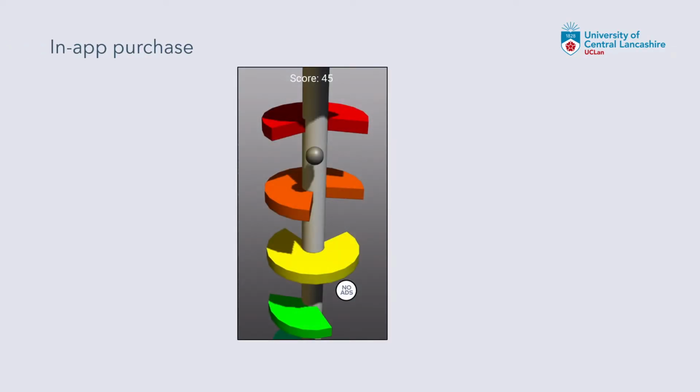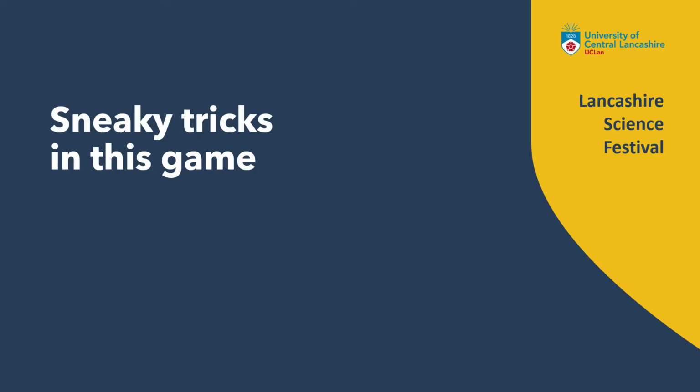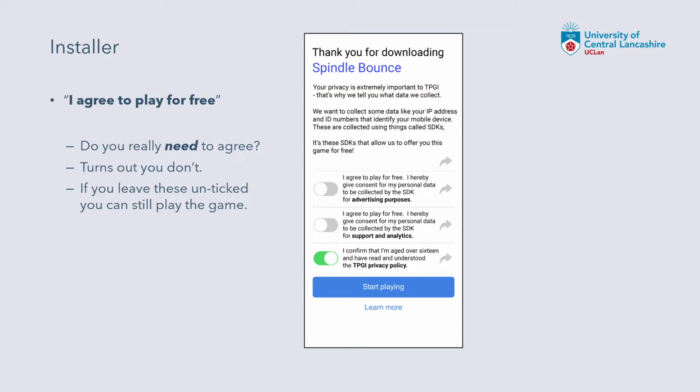Another way that the game makes money is potentially through in-app purchases. You can pay money to hide the adverts. See here, there's a button marked no ads, and when it's clicked on it takes you to a screen where you can pay to remove the ads. Now, there are some sneaky tricks in this game. The first one was with the installer. You notice when we agreed to give our information away, one of the things it said was, I agree to play for free. Do you really need to agree to play for free? It turns out you don't. If you leave these unticked, you can still play the game. The only box that needs to be ticked in this particular game is the legal agreement.